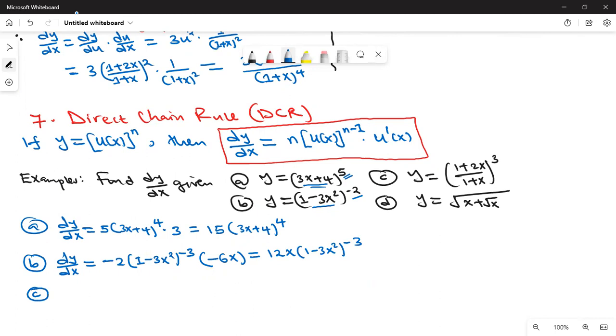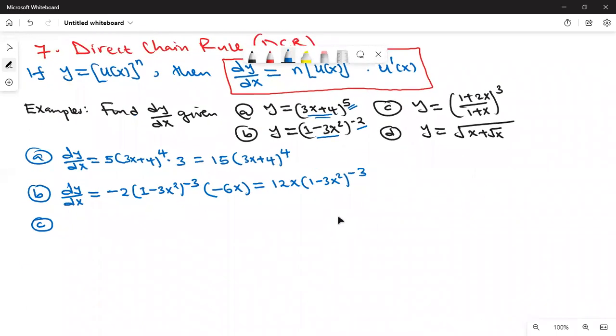In part C, you start by differentiating the power again. So you write dy dx is equal to, bring down 3, that is 3. Then the resulting power should be less by 1. So we have 1 plus 2x over 1 plus x. This is now raised to 2 because the power is less by 1 now. Then times derivative of what we have inside, 1 plus 2x over 1 plus x.